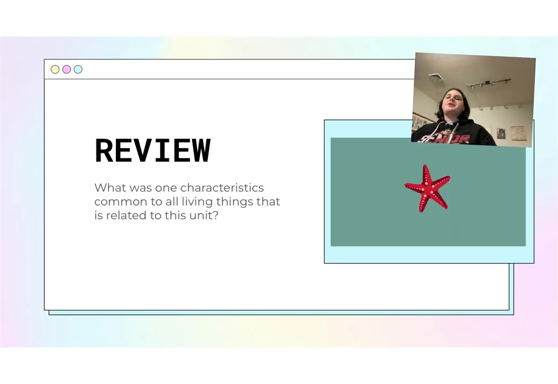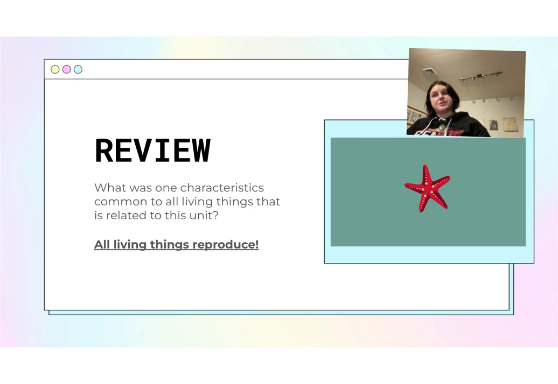A real quick review. What was one of the characteristics that is common to all living things that's related to this unit? We had 5 that you reviewed in your do now. Which one has to do with this unit? If you said all living things reproduce, you would be correct. So all living things reproduce. That's what we're going to be focusing on.